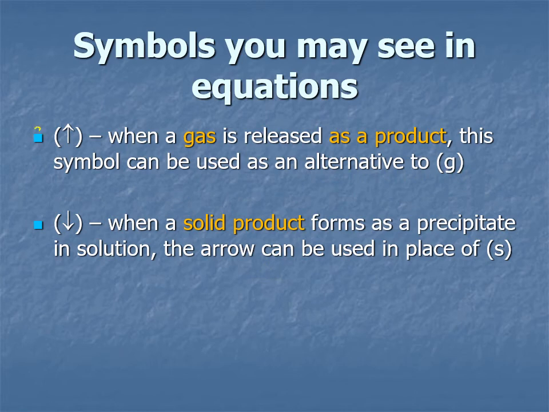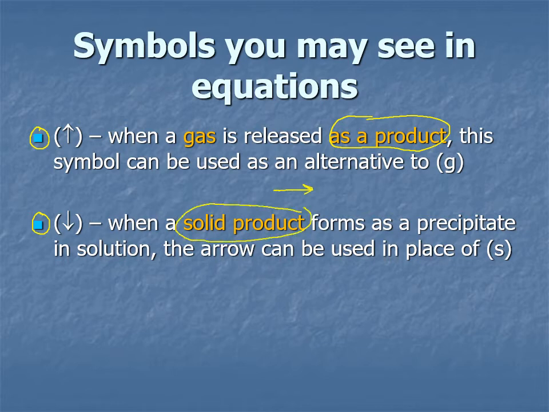Once in a while, you will see these symbols, an up arrow or a down arrow, and they are only used when it's a product. So you only ever see these to the right of the horizontal arrow. And what they mean is this: the up pointing arrow would simply mean that they expect the substance, when it's created, to be a gas, and you may see active bubbling. So it's kind of like a physical reminder: look for bubbling here because it's going to be a gas.